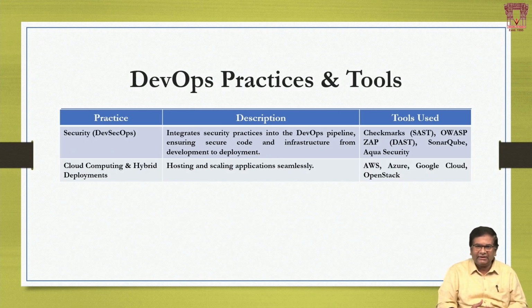And when it comes to security, there are several tools: SAST tools, static application security testing, and DAST tools, dynamic code analysis. Basically, integrate security practices into the DevOps pipeline, ensuring secure code and infrastructure from development to deployment. Like I said, there are several tools: Checkmarx, OWASP ZAP, which is a DAST tool, SonarQube, Aqua Security. These are all various tools. Again, as of now there is no plan for making any series for those things because they are not part of the course structure.